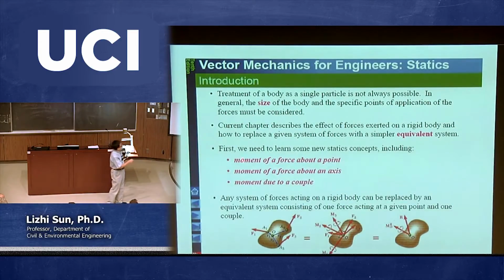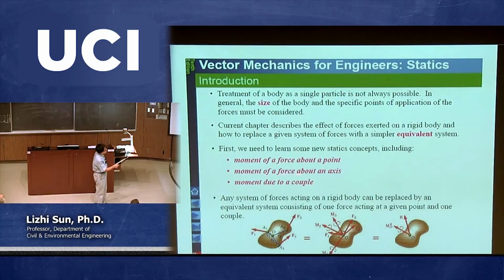And so we end up with a moment vector. And this concept has been used until chapter 7. In chapter 7, we also talk about this, right? So what is a moment of a force about a given point? So we keep using that.